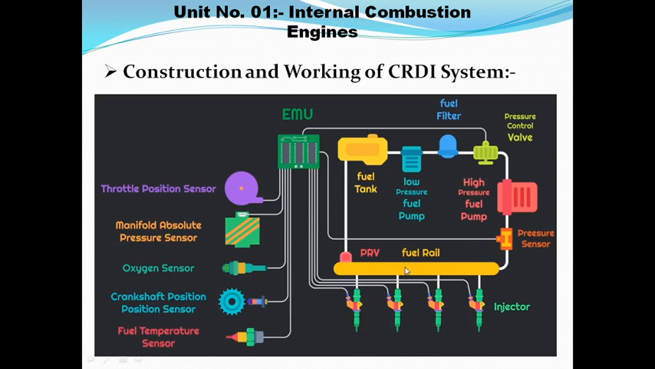If the pressure increases beyond the set pressure, then the PRV will give feedback, or supply this fuel again to the fuel tank. When fuel reaches the fuel rail, it will pass one by one to the fuel injectors as per the signal provided by the engine.